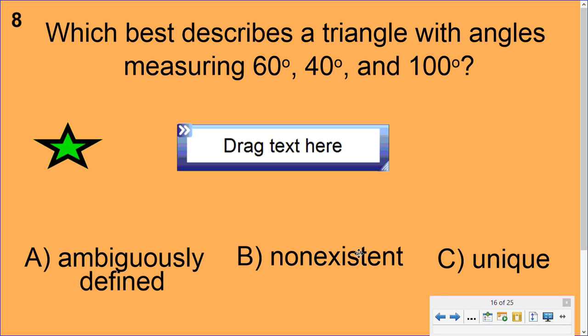So, which best describes a triangle with angles measuring 60, 40, and 100? Ambiguously defined, that means we can make many triangles out of this. Non-existent, that means we cannot make a triangle. Or unique, we can make one triangle.